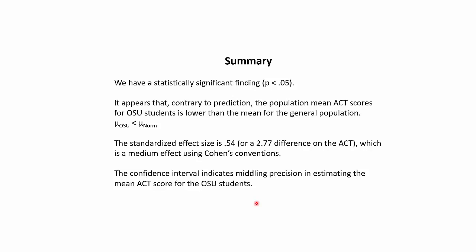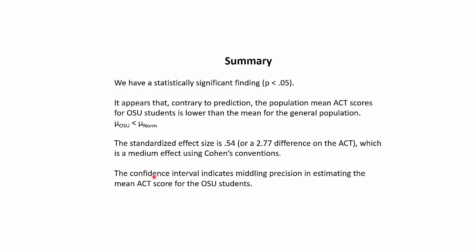So in summary, what's happened here? We've declared we have a statistically significant finding. We have a so-called effect. And what is the effect? Well, it appears that, contrary to prediction, it's opposite of what we expected. Population mean ACT scores for OSU students is lower than the mean for the general population, so that's a bit of a surprise. The standardized effect size, how big is the difference anyway? Well, it's medium according to Cohen's convention. So it's not a whopping effect, it's not a tiny effect, it's sort of a medium effect using Cohen's conventions.